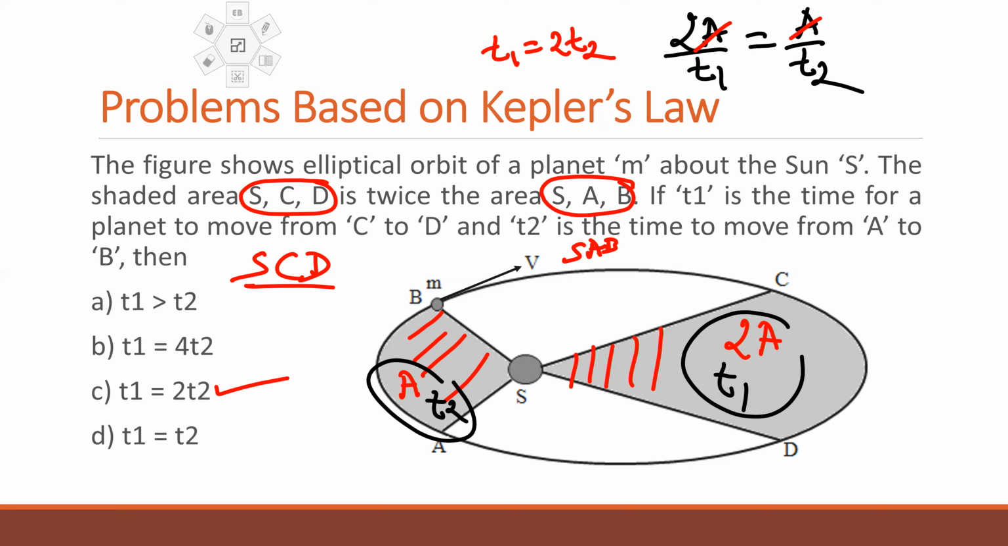There are only two things to think about here. One is the law of conservation of angular momentum, or areal velocity, and the other is T square directly proportional to R cube.